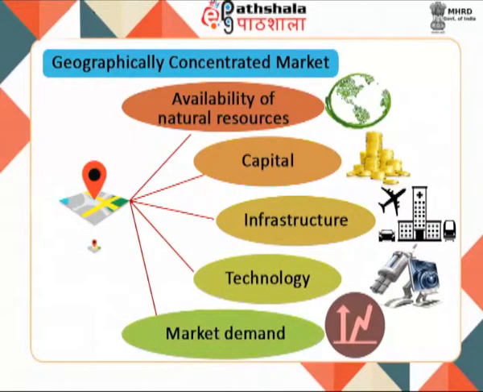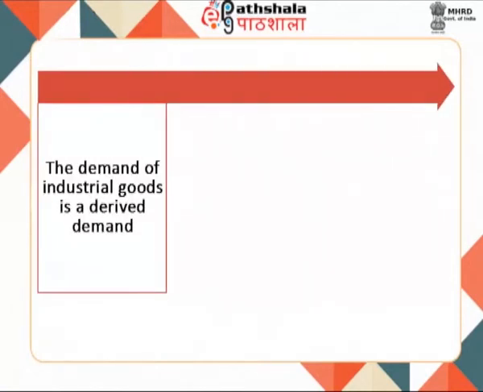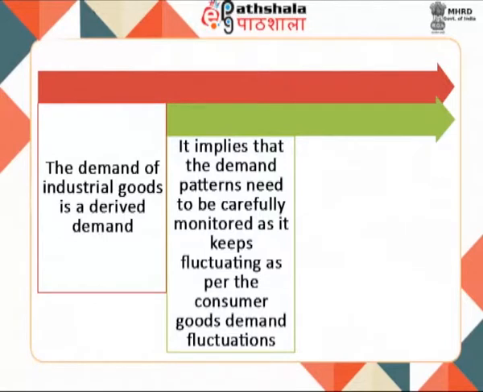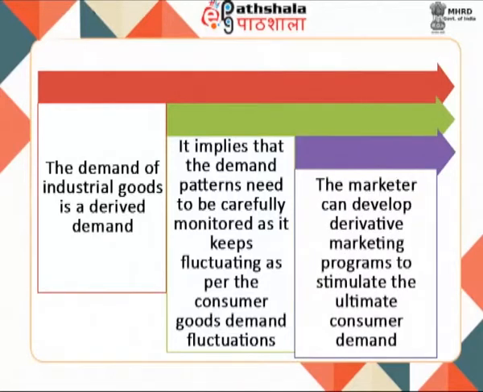The market is usually geographically concentrated, majorly according to the availability of natural resources, capital, infrastructure, technology, and above all, market demand concentration. The demand of industrial goods is a derived demand. That is, it is ultimately based upon the demand of the consumer goods. It implies that the demand patterns need to be carefully monitored as they keep fluctuating as per the consumer goods demand fluctuations. Another implication of the derived demand is that the marketer can develop derivative marketing programs to stimulate the ultimate consumer demand. In fact, by being sensitive to the consumer market, the business marketer can identify both the impending challenges and opportunities in real time.